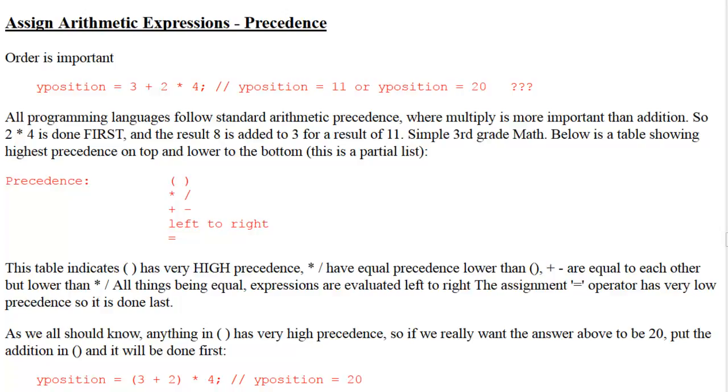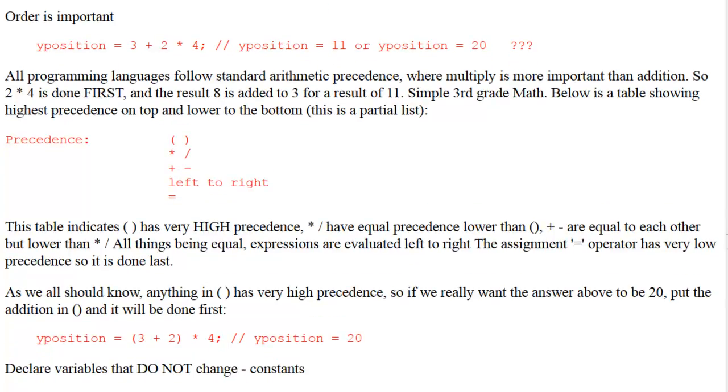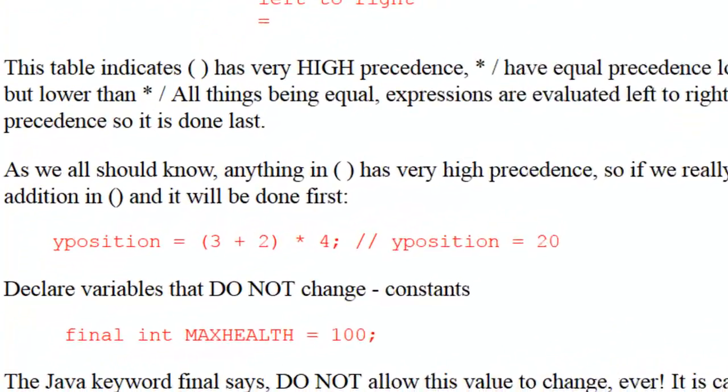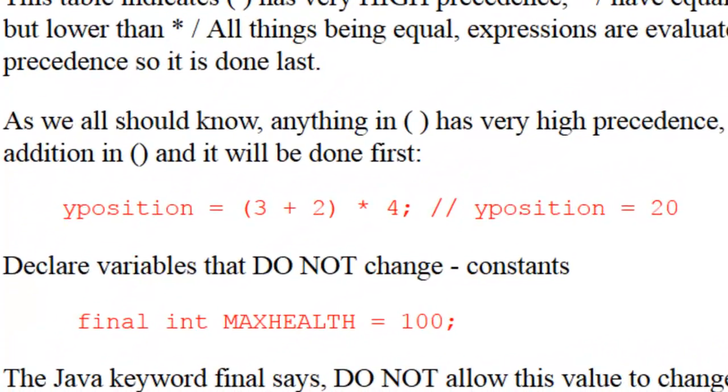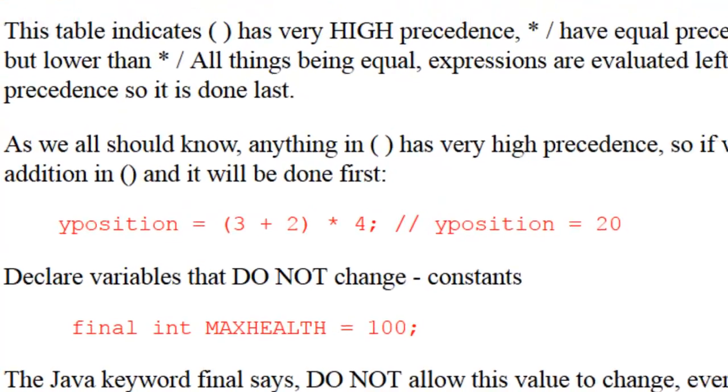As we all should know, anything in parentheses has very, very high precedence. So if we really want the answer above to be 20, put the addition in parentheses and it'll be done first. X position equals parentheses 3 plus 2, end of parentheses, times 4. So the 3 plus 2 gets done first, is a 5. Multiply that by 4 and the result is 20.